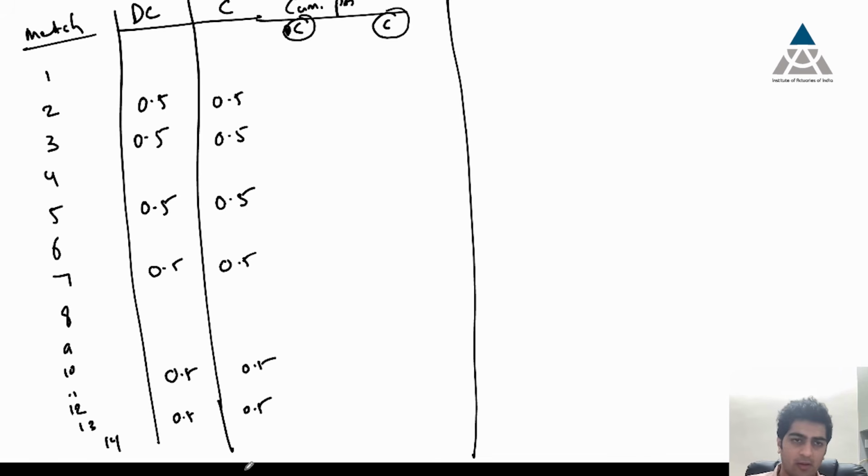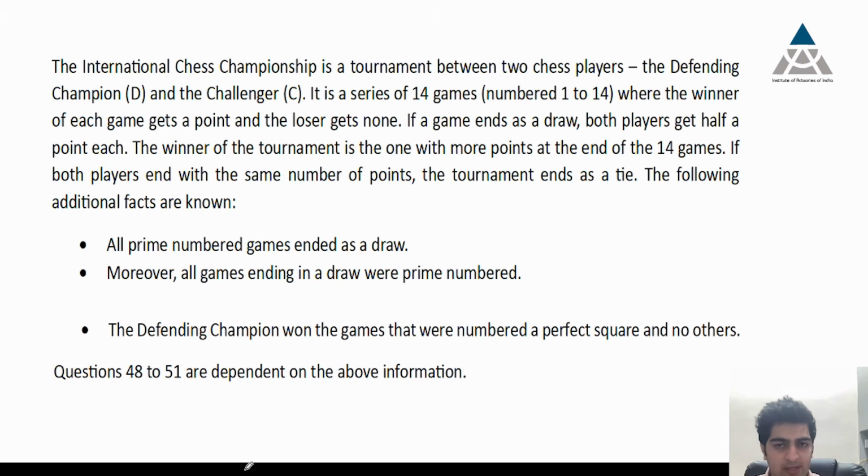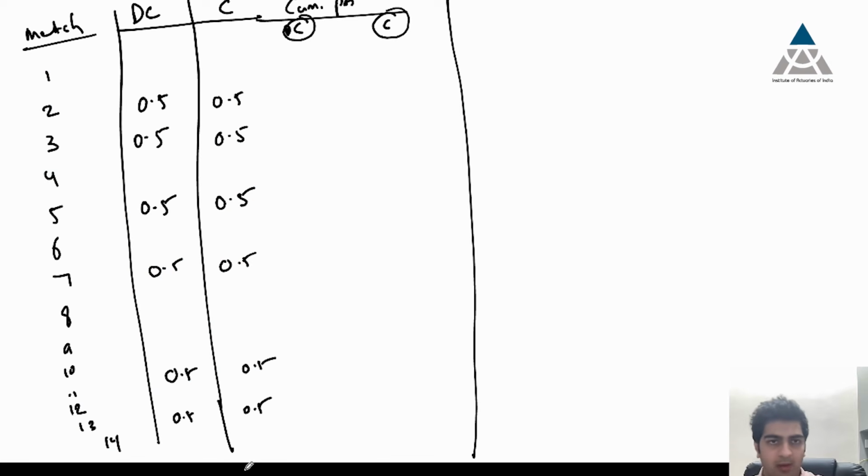So these are all the draws. As you can see, between 1 to 14, there are a total of 6 draws because of 6 prime numbers. Perfect. Now you are told that the defending champion won all the games which were numbered a perfect square.